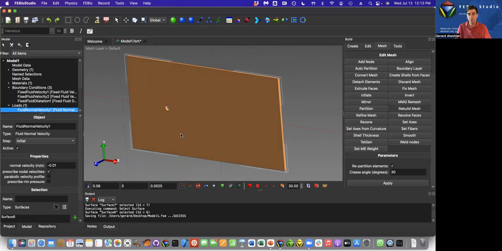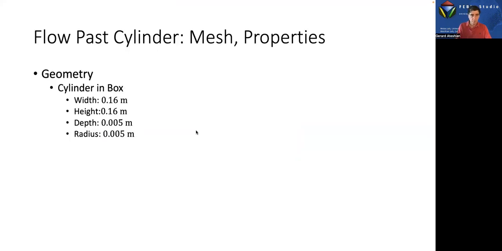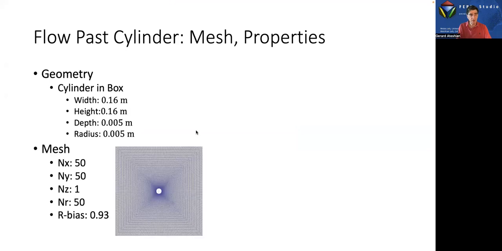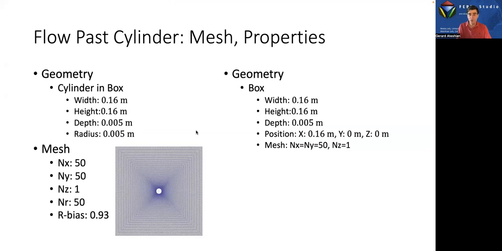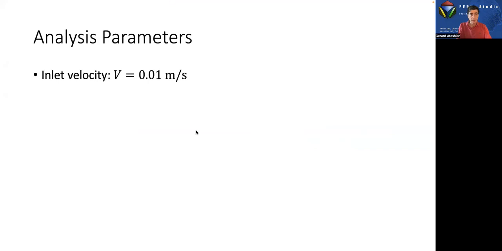Now I'm ready to set up the fluid analysis. So let me go back to the slides. So what I did is I specified this geometry. I created the cylinder and box with the parameters shown here. Then I created another box that I offset, and I picked these properties for the fluid. Now I selected the velocity of 1 centimeter per second, but going into the domain. So I put a negative sign.